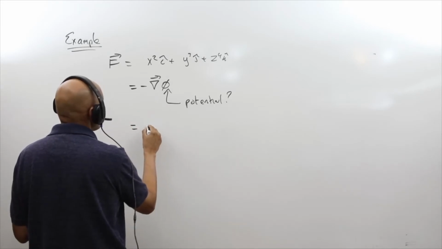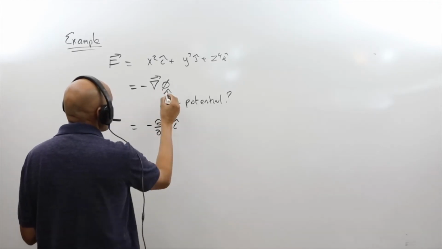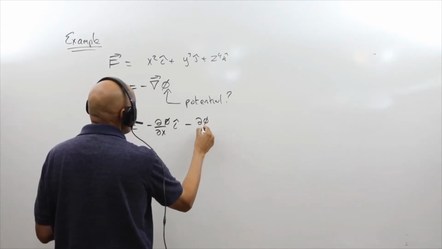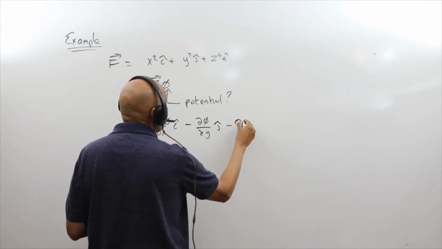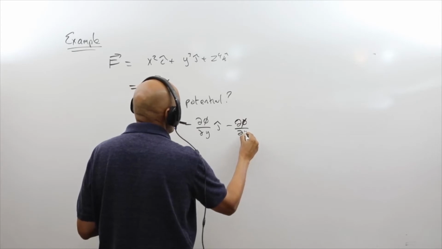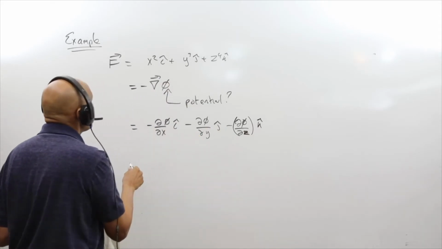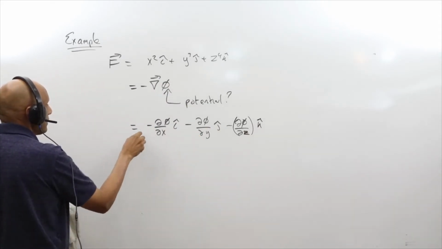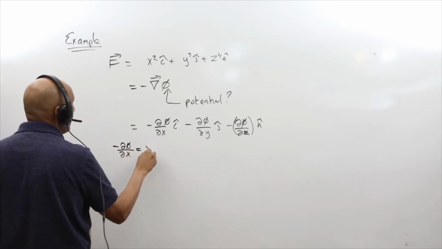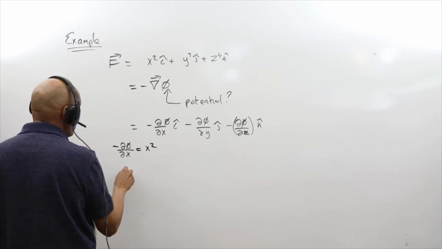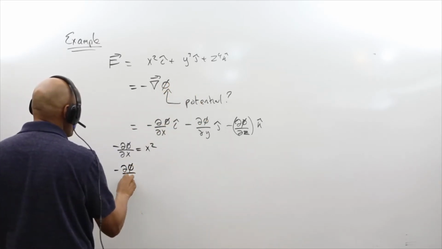To do this, we just expand. We know the definition of the potential function means that this is equal to minus the partial of phi with respect to x, i, expanding the gradient operator, minus the partial of phi with respect to y, j, and minus the partial of phi with respect to z, k. And if you equate them, we're getting three different equations. They're saying that minus the partial of phi with respect to x is equal to x squared. And we're also told that the j components are equal, so the partial of phi with respect to y.